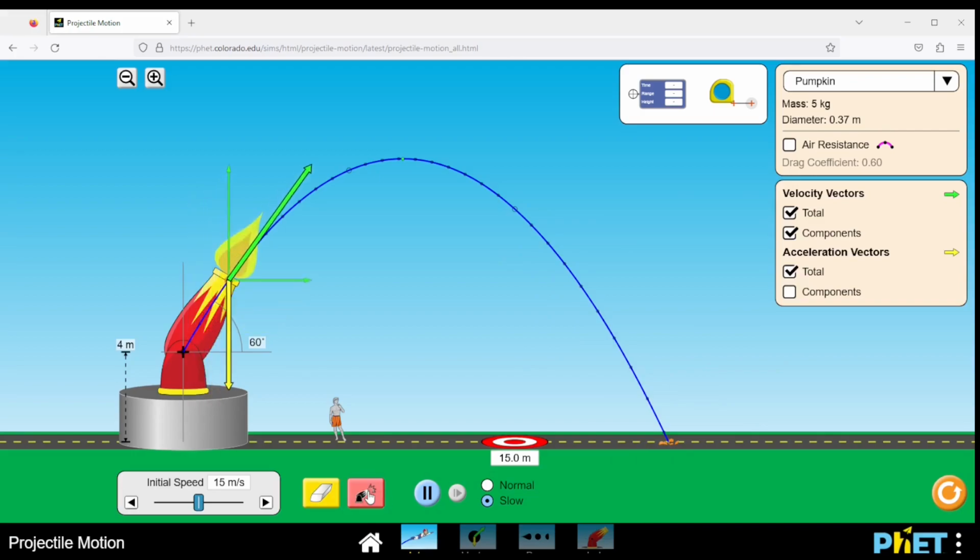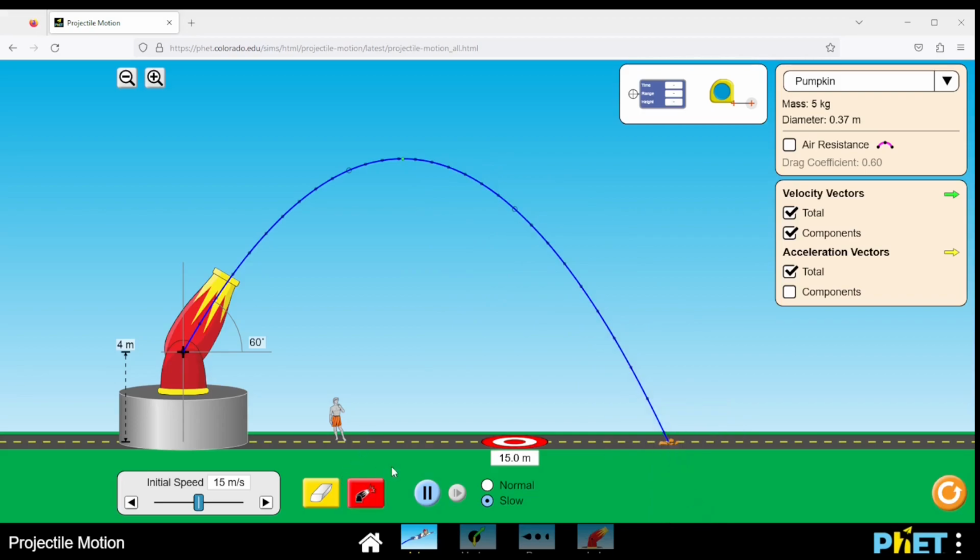Remember, the acceleration, and I've added it now, just points straight down. So there is no acceleration in the horizontal, because there is no horizontal component of acceleration. And since we're calling the horizontal direction the x direction, that means there is no x component of acceleration, and thus there is no change in the x component of velocity. And you're seeing that play out right there. The only component of velocity that changes during projectile motion is the y component of the velocity.